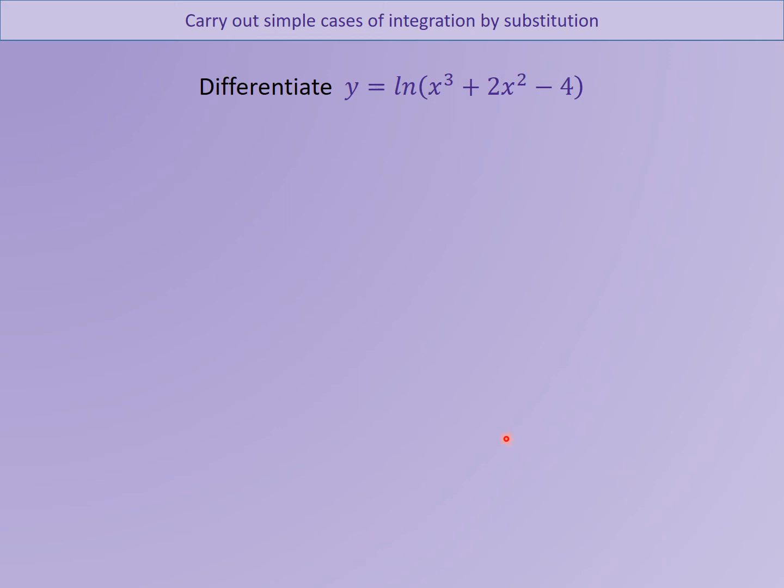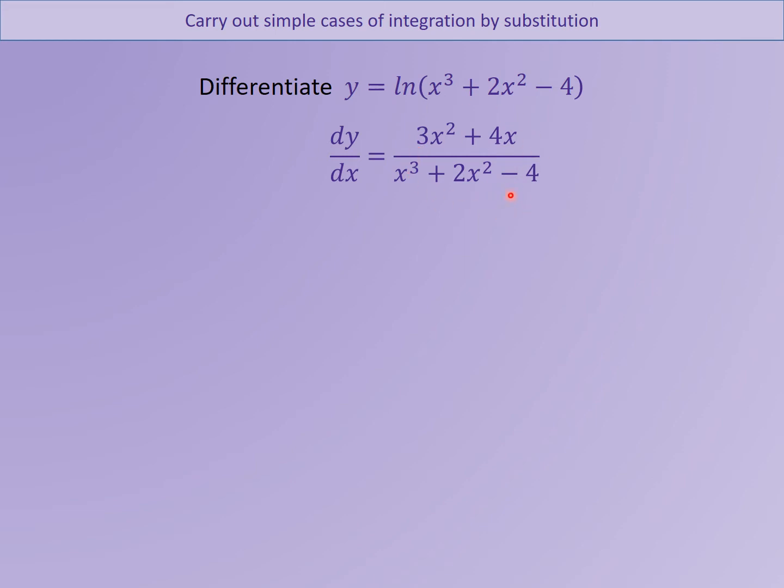Okay, so let's see how far you got then. If you're differentiating it, you should be thinking chain rule. You should be thinking, if I differentiate this, I've got an inside function and an outside function. If I differentiate it, the inside function differentiated goes to 3x squared plus 4x. The outside function is 1 over, so that's 1 over the inside function, which is where you get this part from.